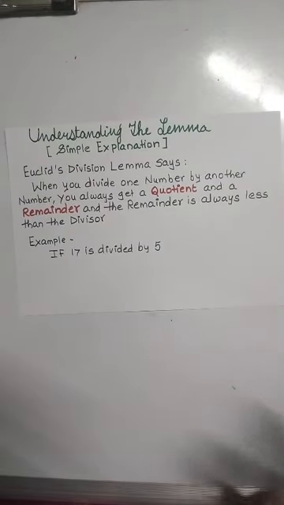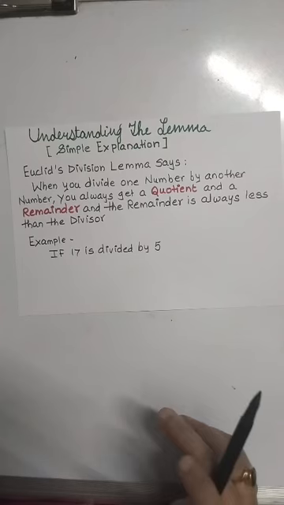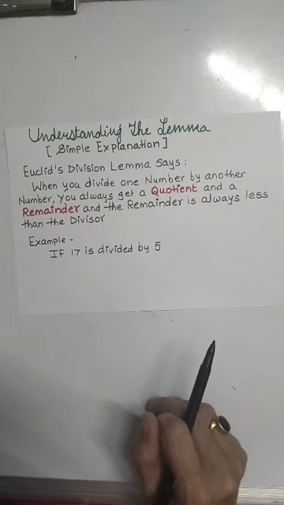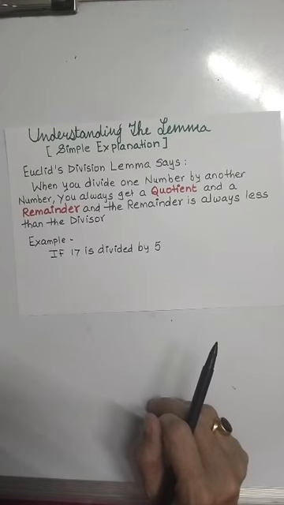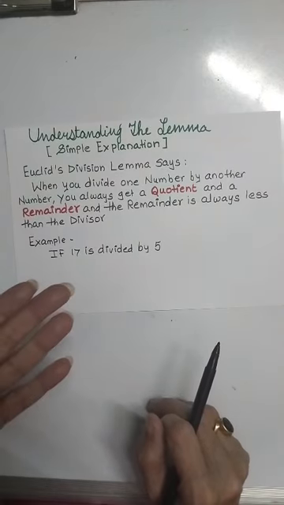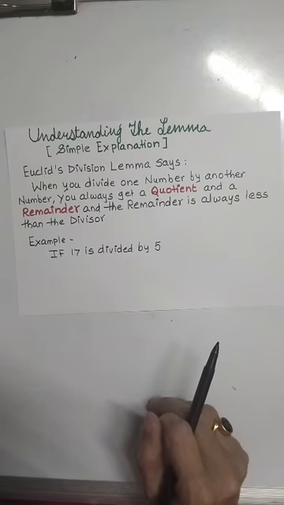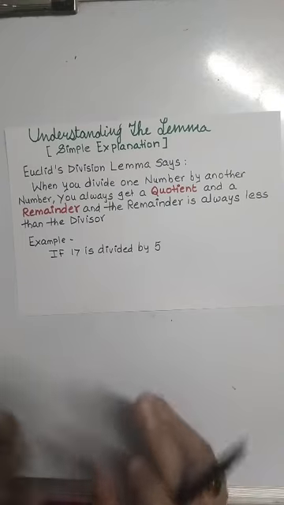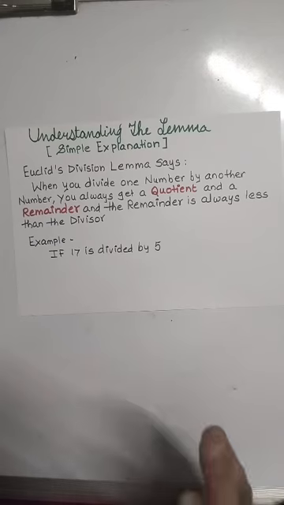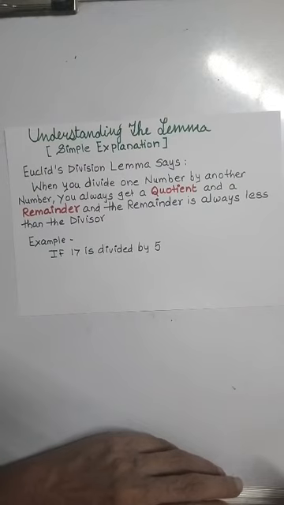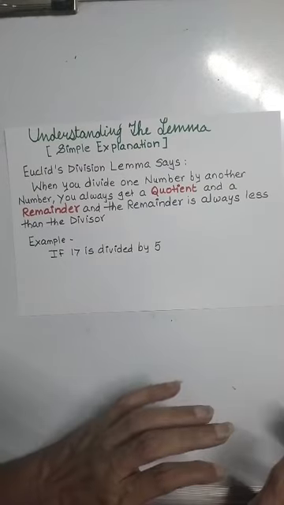Now, we will try and understand the lemma with simple explanation. Euclid's division lemma says that when you divide one number by another number, you always get a quotient and a remainder. And the remainder is always less than that of the divisor. It may be equal to 0 or it may be greater than 0, but it is always and always less than that of the divisor. Now, as we know that dividend is equal to divisor multiplied by quotient plus remainder such that the remainder is always less than the divisor, let us take the example.